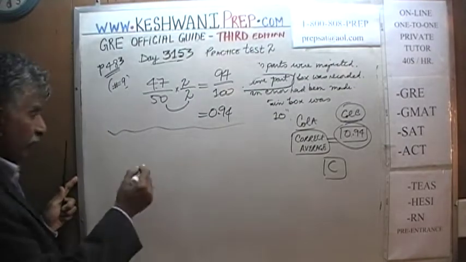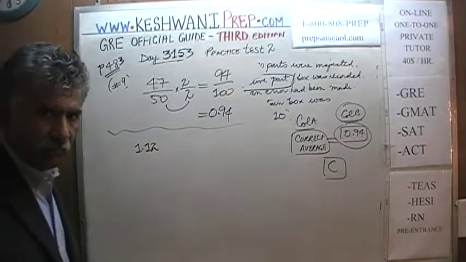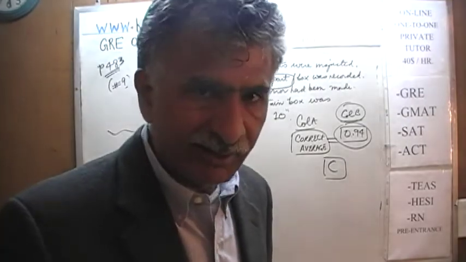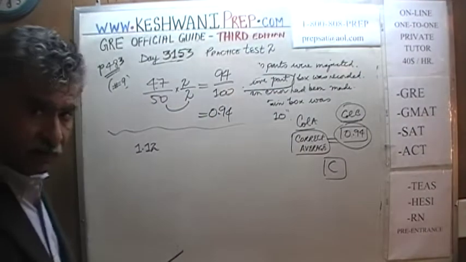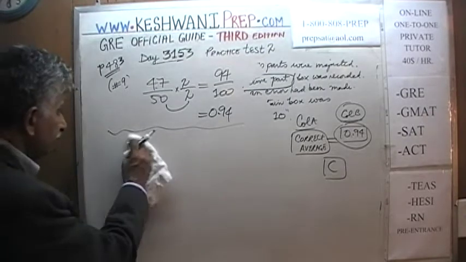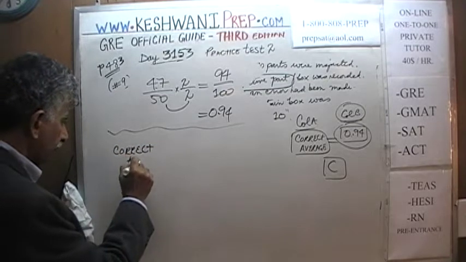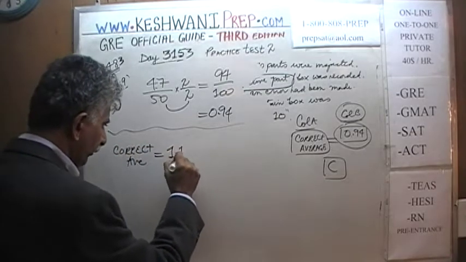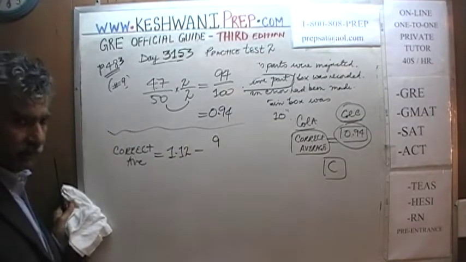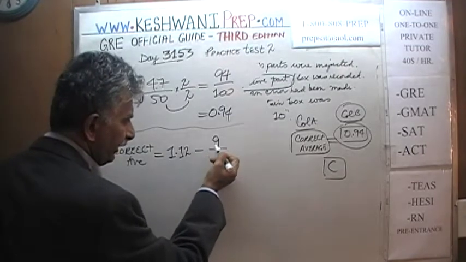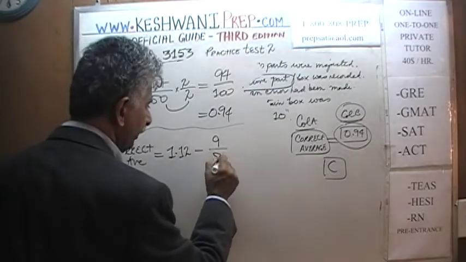The average that was recorded was 1.12. But we know now that one box only had one part, but we recorded it as 10. In other words, we recorded 9 more than there actually were. So the correct average must be what was recorded, 1.12, minus the 9 parts that were recorded that were not there. That has to be divided equally among 50 boxes. 9 over 50. That's it. That's your answer. 9 over 50.